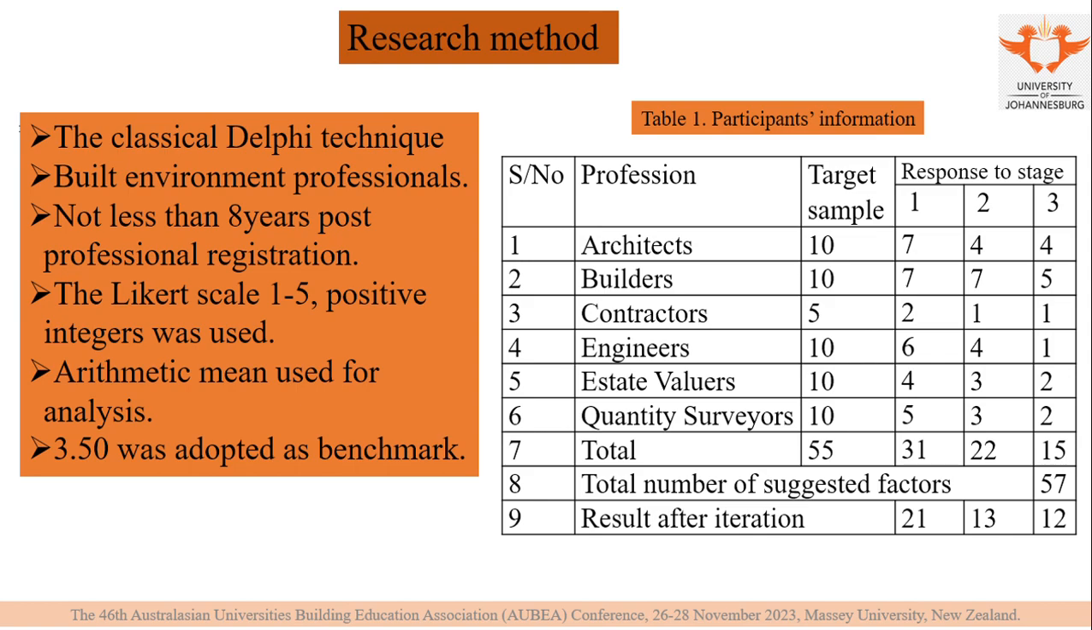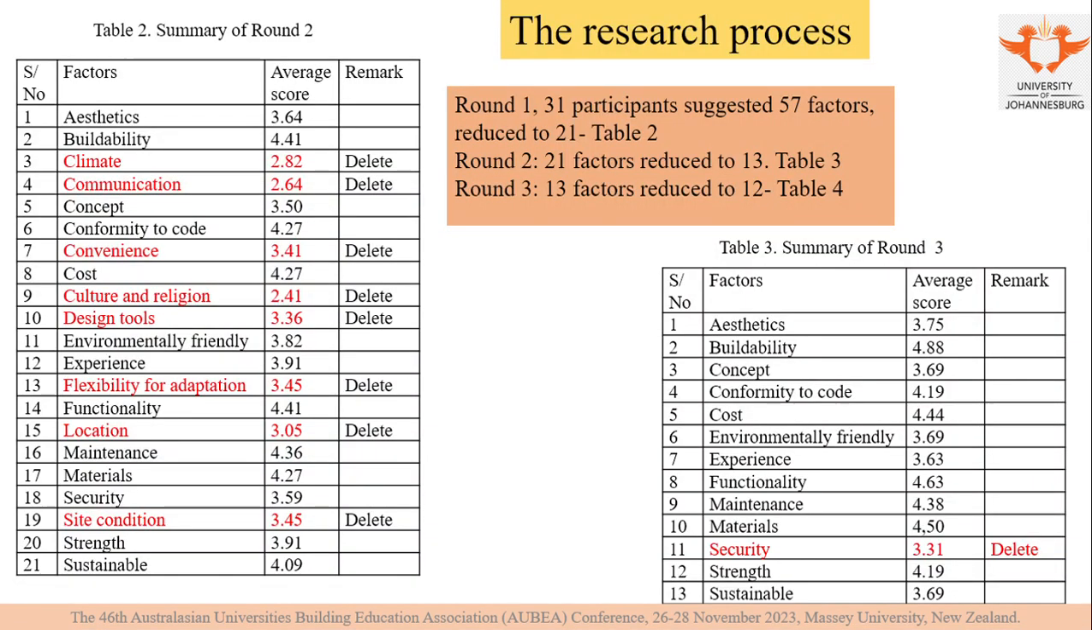Table 1 presents the participants' information. The professionals that participated in this research are the architects, the builders, the contractors, engineers, estate valuers, and quantity surveyors. And the number began to diminish from one phase of the exercise to the other. But at the beginning, we had 31 participants who suggested 57 quality characteristics. After analysis of these 57, 21 were accepted, which we took to the next phase of the research.